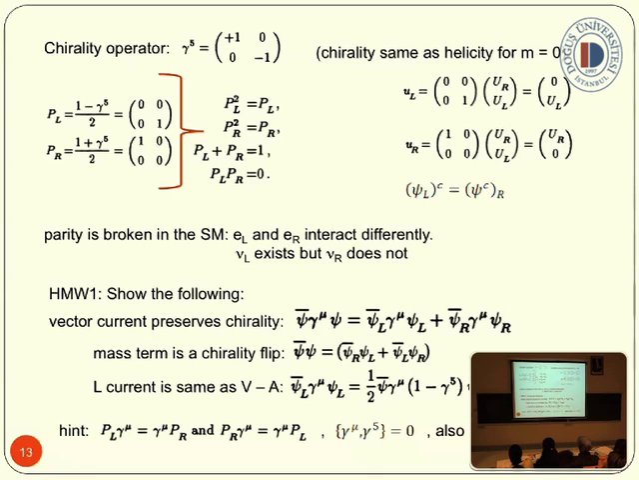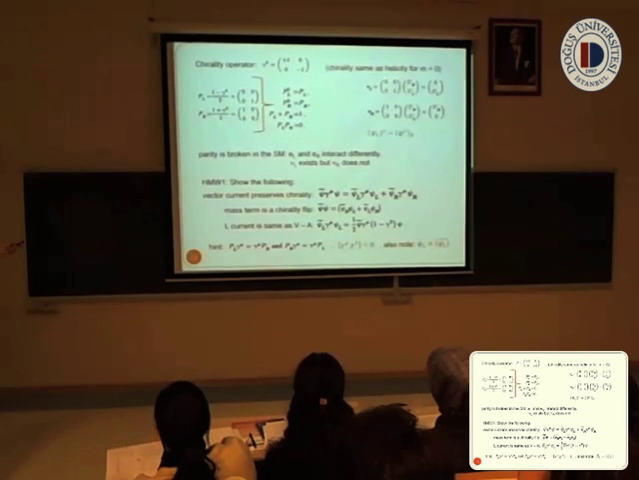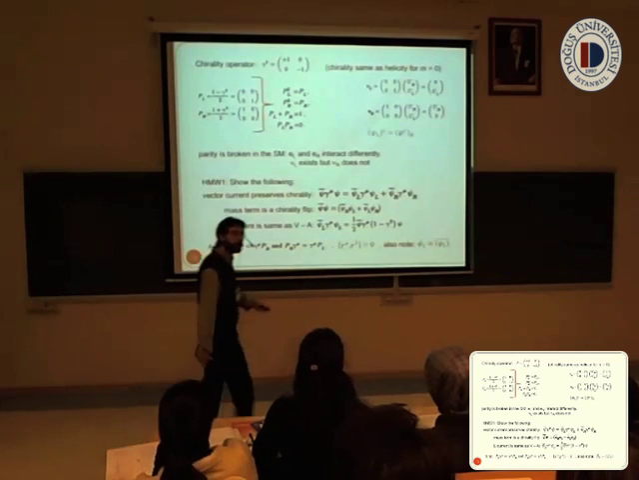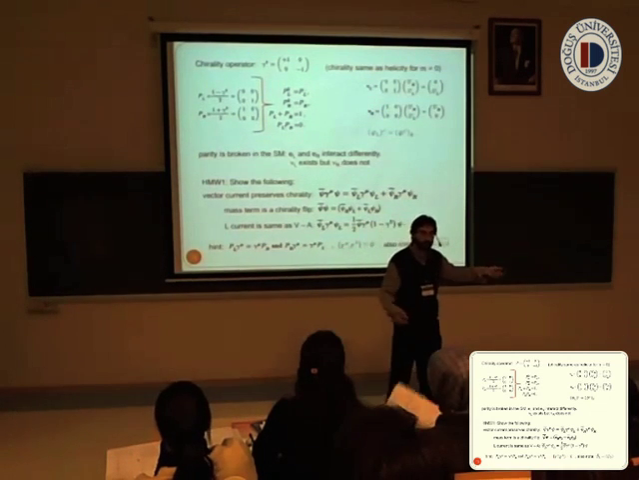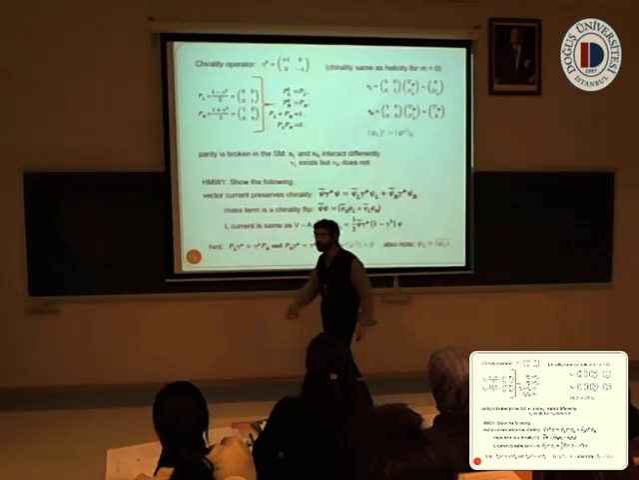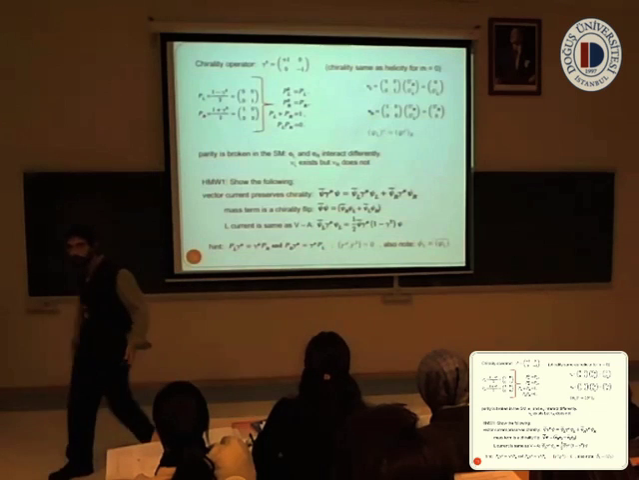Anyway, gamma 5 is called the chirality operator. It's the same as helicity in the relativistic limit, in the massless case. Right? But the helicity of a massive particle you can change. You can make a boost and change the helicity. The chirality of a particle you cannot change.